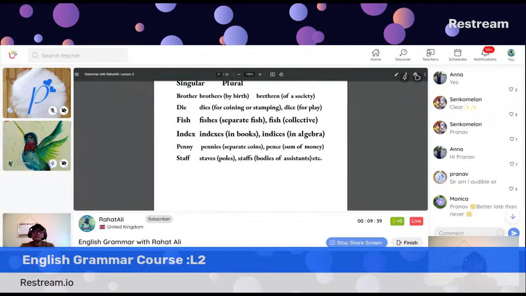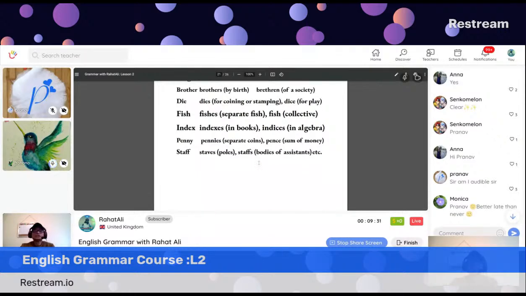Then staff, staffs, staves, bodies as assistants. But generally, if it doesn't have any plural, we don't use it in plural, remember.